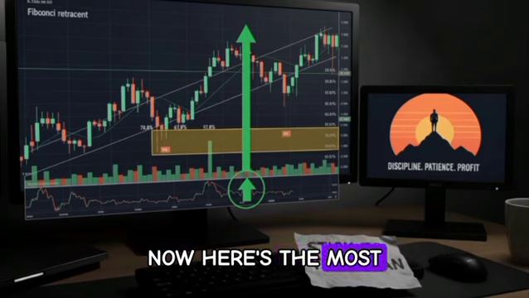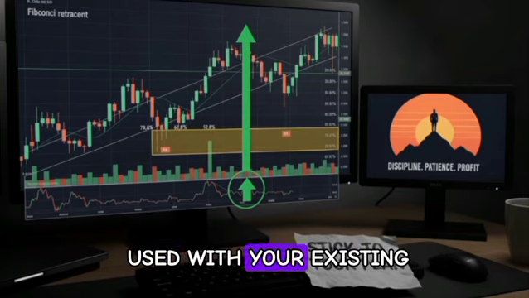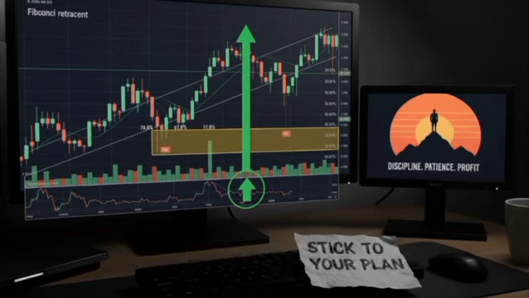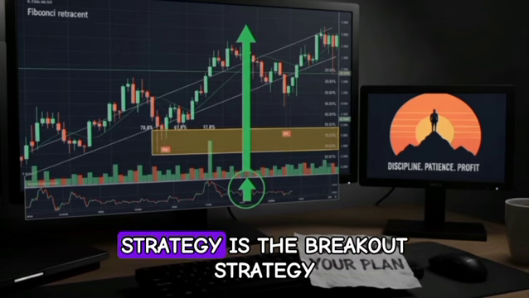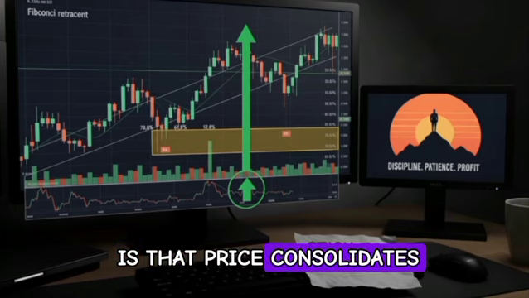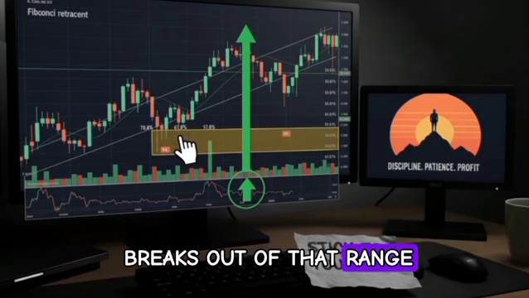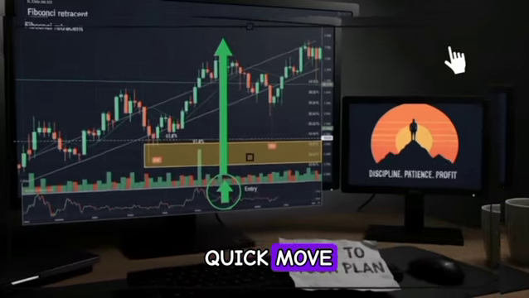Now here's the most interesting part. First pullback is not just a stand-alone strategy. It can also be used with your existing trading strategies. For example, a popular strategy is the breakout strategy. I will not go too deep into it here, but the basic idea is that price consolidates in a range for some time, and when it finally breaks out of that range, it makes a sharp, quick move.